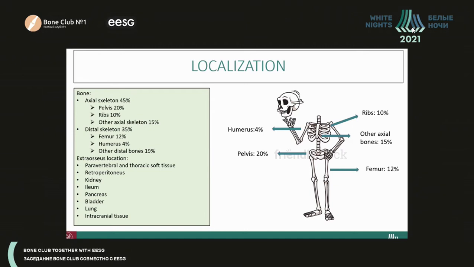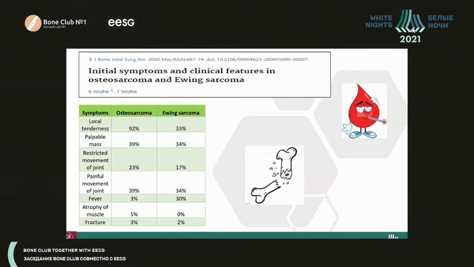Ewing sarcoma involves the bone. In fact, we can find the axial skeleton involved in 45% of the cases. Instead, the distal skeleton is involved in 45% of the cases. But of course, Ewing sarcoma can also have an extraosseous location. In fact, we can find it in the lung, in the thoracic soft tissues, and retroperitoneum.